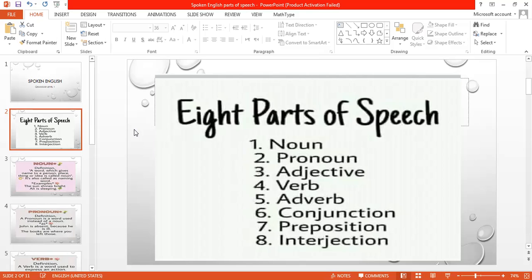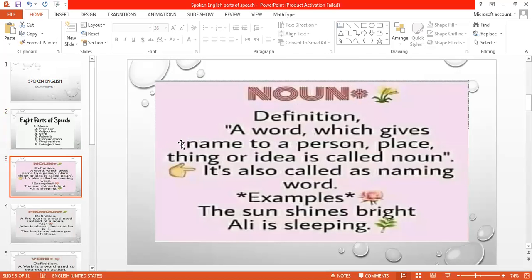The first part of speech is noun. Noun is a naming word. Noun is a naming word, and usually we have common noun and proper noun. It can be a name of a person, a name of a place, a name of a thing. So if we look at the definition, a word that gives a name of a person, place, or thing is a noun. In Urdu, we call it ism, okay, naming word.